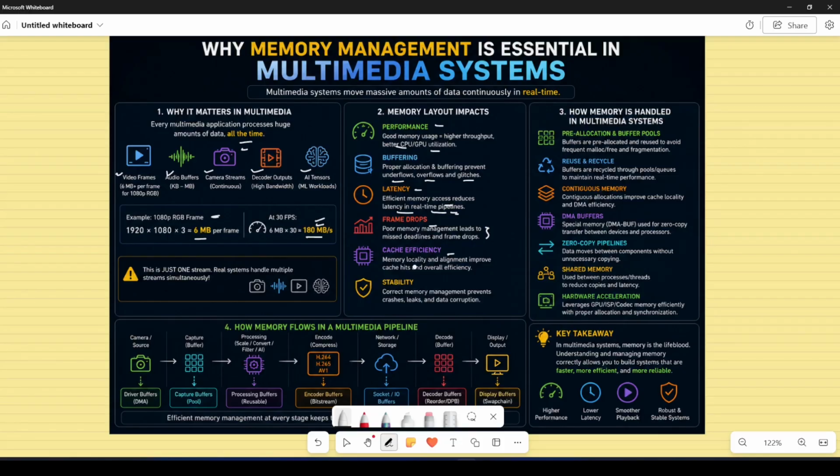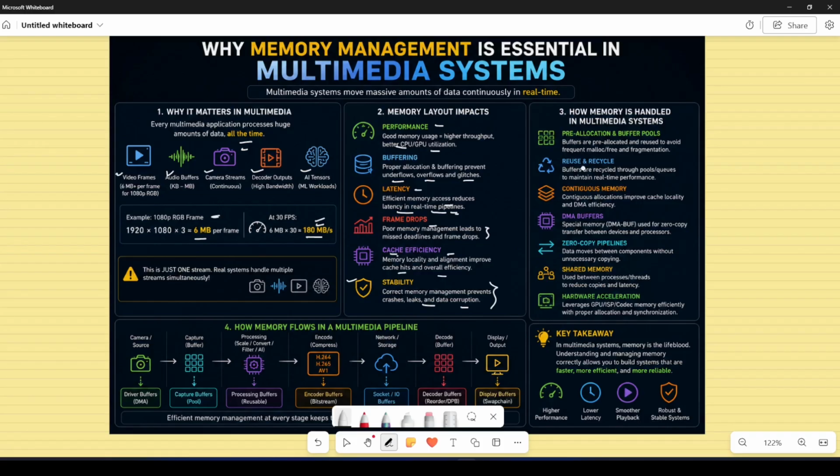Cache efficiency: memory locality and alignment improve cache hits and overall efficiency. That is all about the CPU cache. Stability means correct memory management prevents crashes, leaks, and data corruption, so overall you get a stable pipeline. So how is memory handled in multimedia systems? There are different methods.